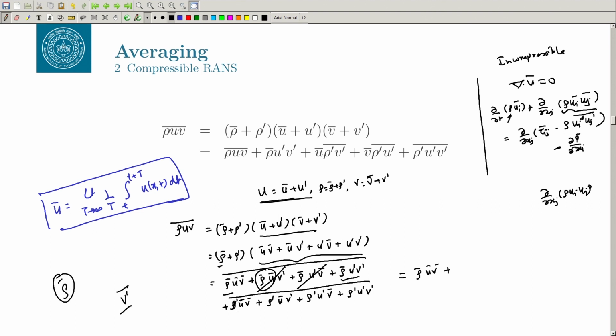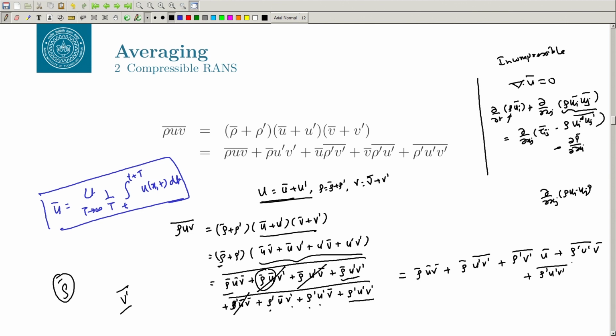Similarly you will have this term go to 0, because this is rho prime u prime u bar v bar. So what are the terms that remain here? This will not go to 0, because rho prime v prime, there will be correlation between the two, rho prime u prime, correlation between the two, and then you have triple correlation. So ultimately the equation will be rho bar u bar v bar plus rho bar u prime v prime bar plus rho prime v prime bar u bar plus rho prime u prime bar v bar and plus rho prime u prime v prime bar, right.